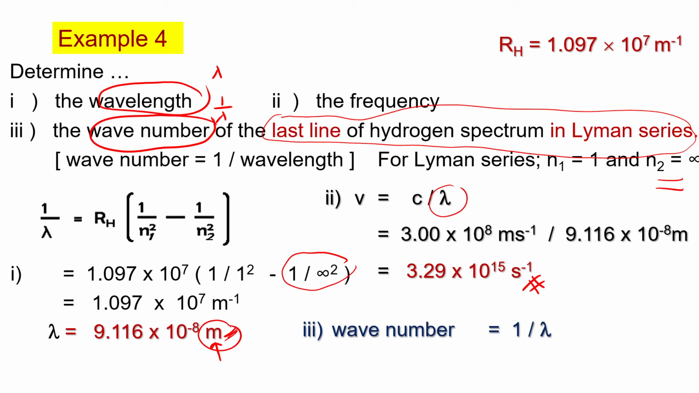Okay, and finally wave number. No need to struggle, we already have the wavelength. Wavelength equals 9.116 exponent negative 8. So wave number is just 1 over the wavelength value.